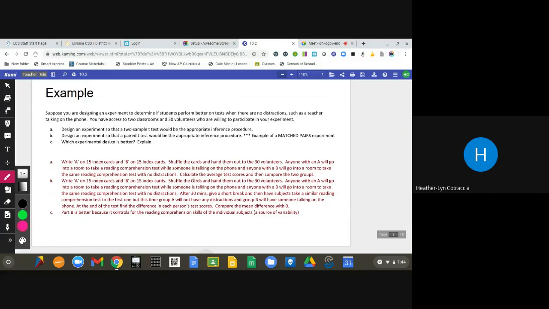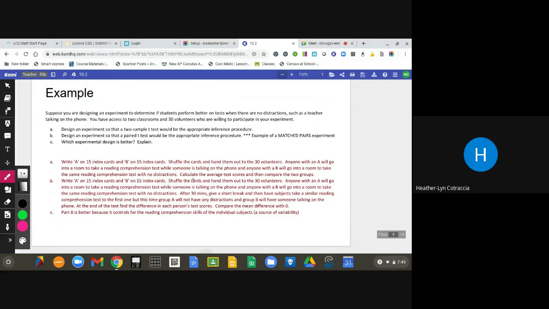And then what you're going to do is compare the results for each student. So if I was in group A, I would take the first test that I took and the second test that I took, and I would compare those results for myself. So therefore, I'm eliminating any variability that's due to achievement level, like pre-existing achievement levels, to really focus in on, is the distraction the cause for the increase or the decrease in the exam scores.